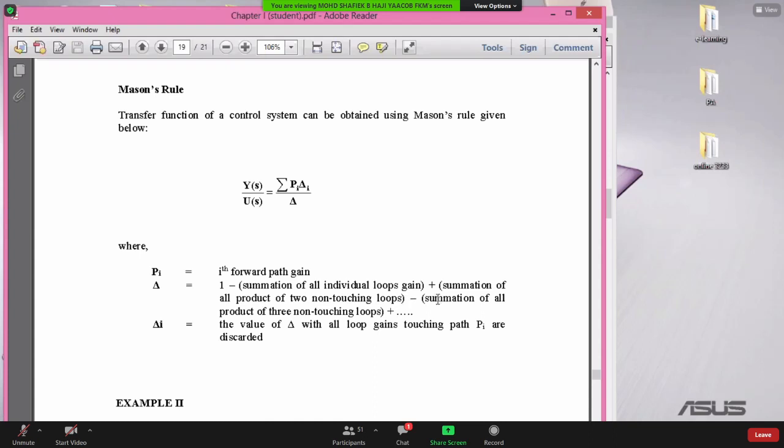What do you mean by touching loops? The loops touch each other if they share a common node. So we say that they are touching each other when the loops share a common node. What is delta_i? Delta_i is the value of delta after discarding all the loop gains that touch that particular forward path.